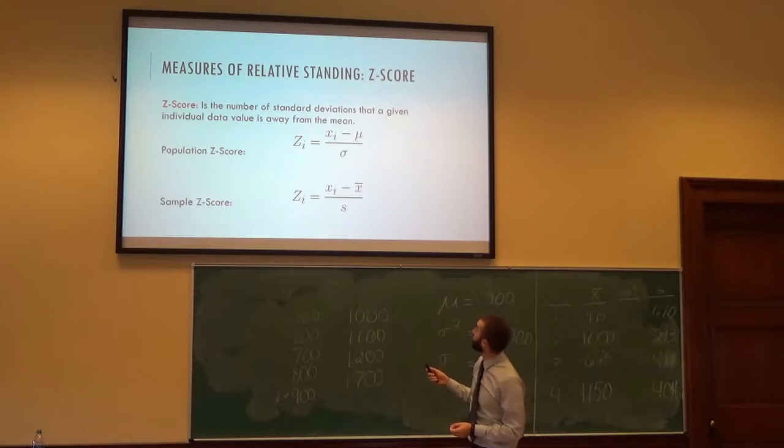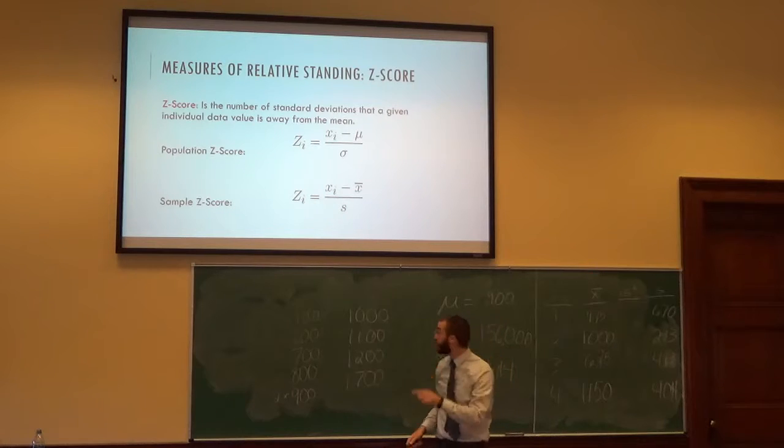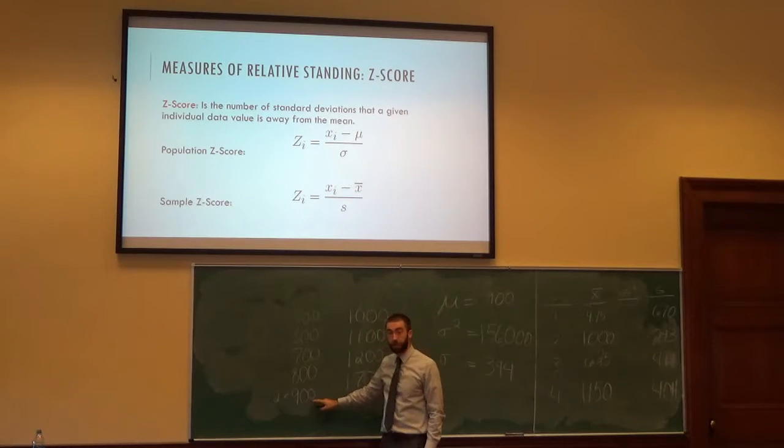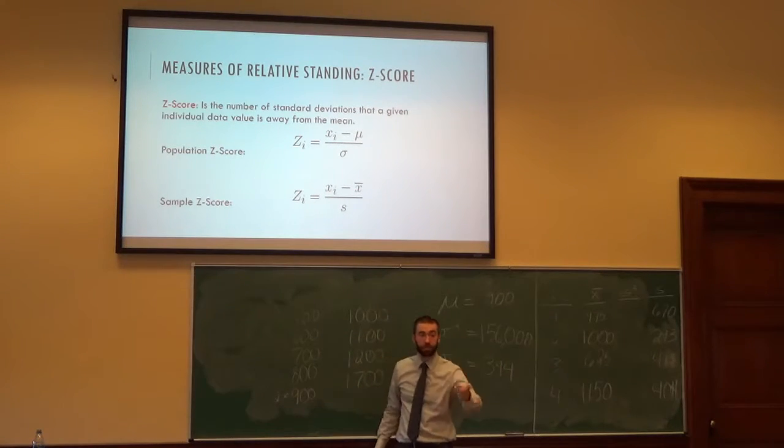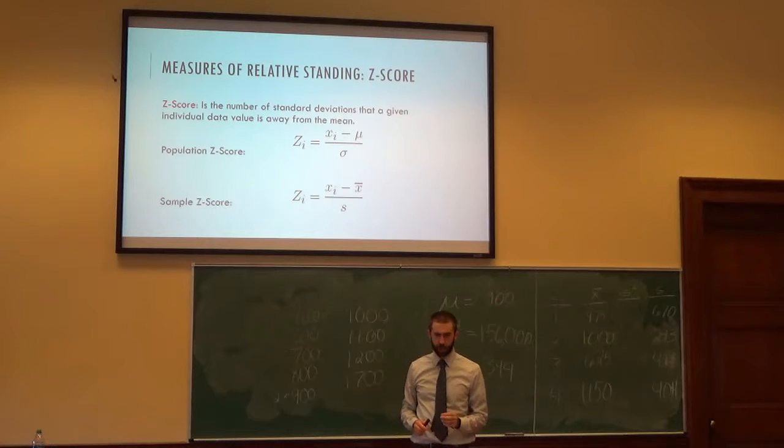Okay, so let's look at that. Here is how we calculate the z-score. The z-score is the number of standard deviations that a given individual data value is away from the mean. How far away is 100 from the mean in terms of standard deviation? That's what we're looking at.